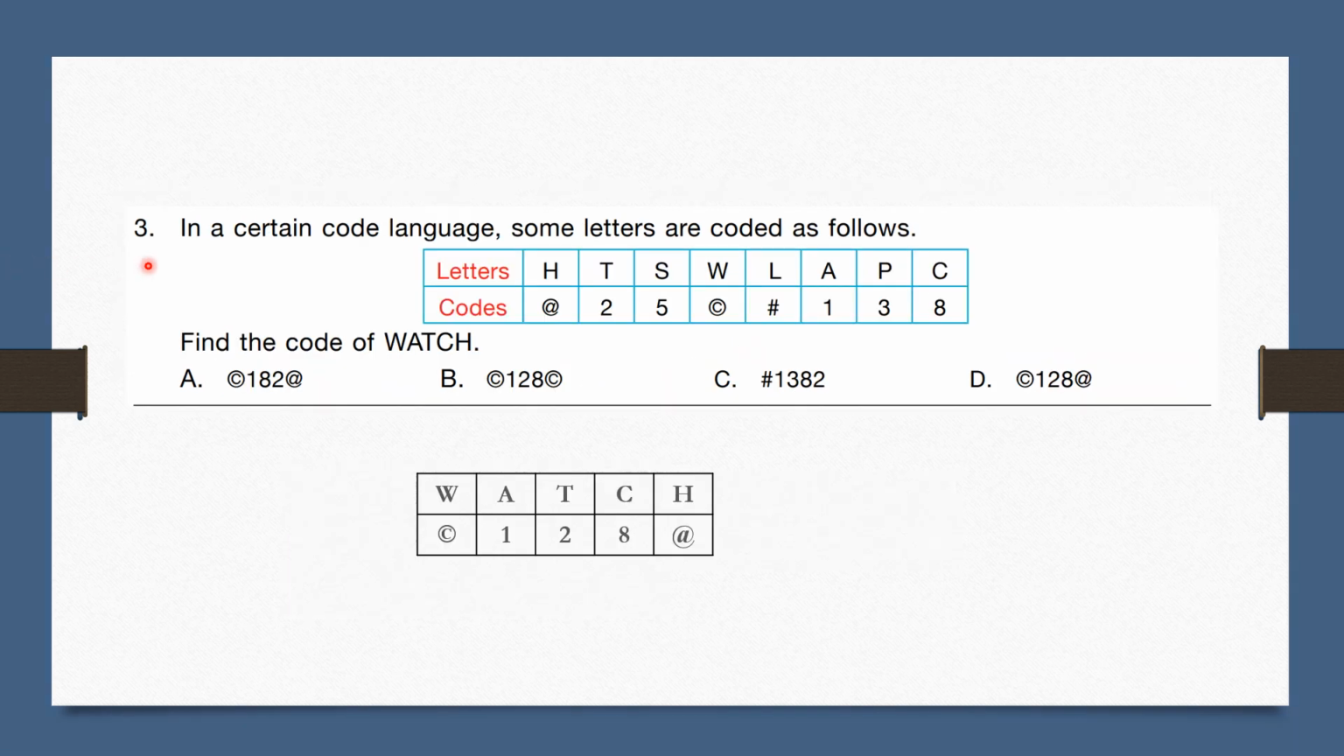Question number 3. In a certain code language, some letters are coded as follows. Find the code for the watch. So W is this C with the circle, A is 1, T is 2, C is 8 and H is at the rate. So our correct option is option D, C128 at the rate, which is here.